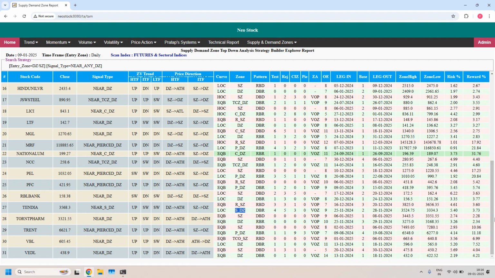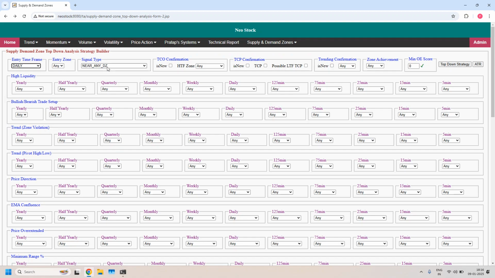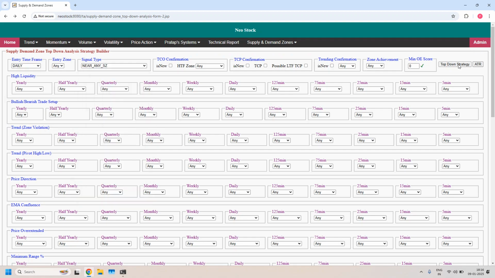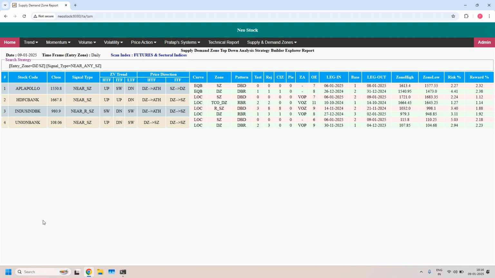It's a very big list. 8 high liquidity zones. Stocks near daily high liquidity demand zones. 8 stocks we identified. Okay, next, daily time frame. Let us find the stocks near daily supply zone. 4 stocks are filtered. Let us identify high liquidity zones from this list. IndusInd Bank is having a daily high liquidity supply zone. That's it.